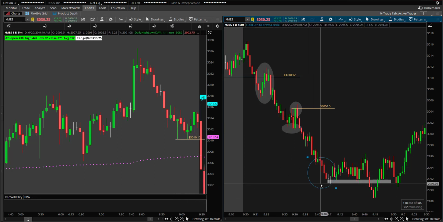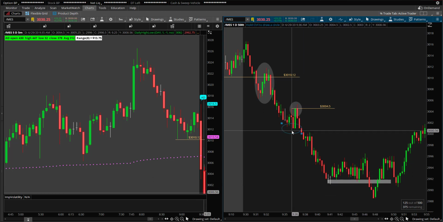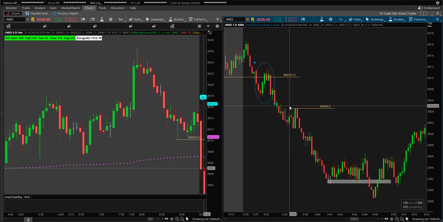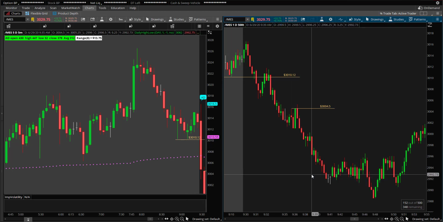So if you didn't have the comfort level or the skill level to trade this to the downside, you could wait for it to validate the lows, to make it down to that gap close, and then trade it back up in the other direction.